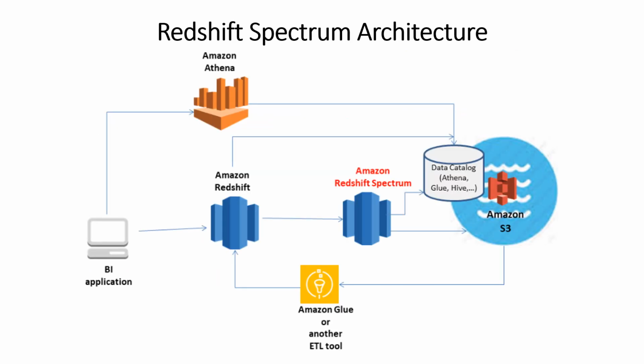Here is Redshift Spectrum architecture. The BI application has a query. It's received by Amazon Redshift. It passes to the Redshift Spectrum, and the query goes against the S3 and the result is sent back to the Redshift. In this situation, we do not need to copy the entire S3 to Redshift in order to do a query on it.